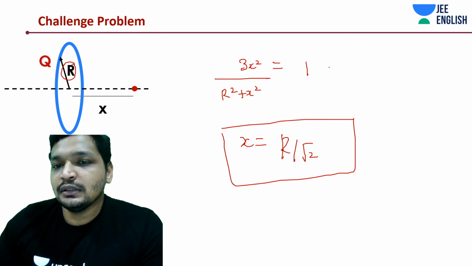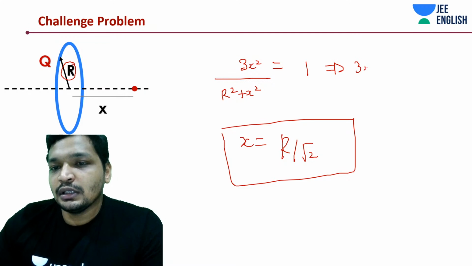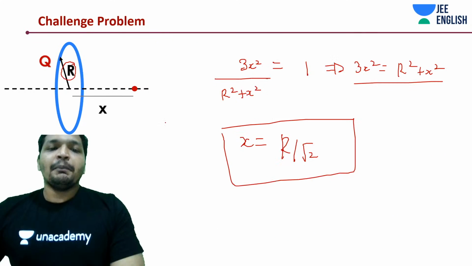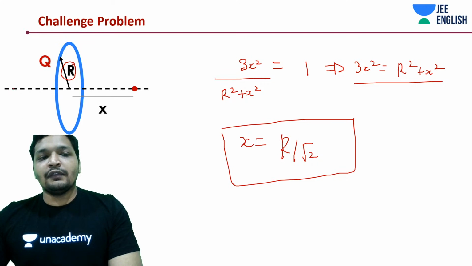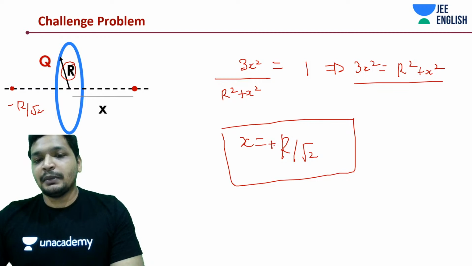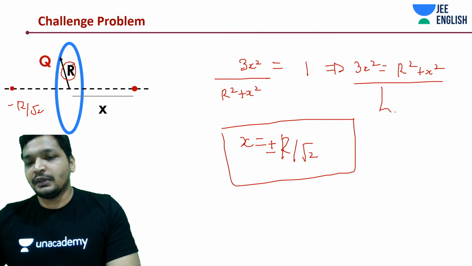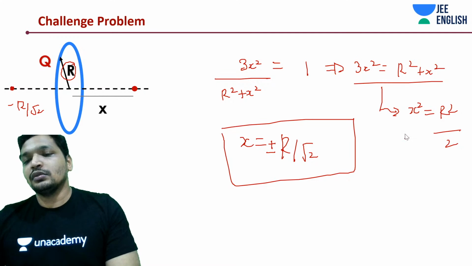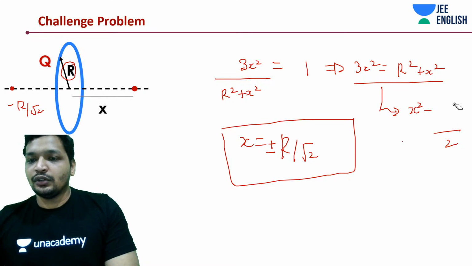3x square is equal to r square plus x square. So over. Simple one, really simple. But the magnitude of electric field will also be maximum at minus r by root 2. This could have been not just plus but plus or minus, because what you're getting from here is x square equals r square by 2.